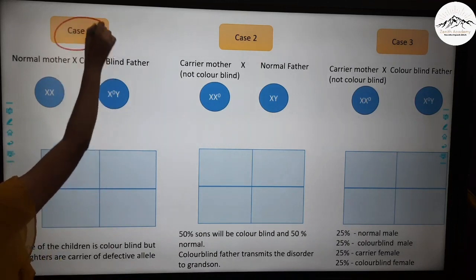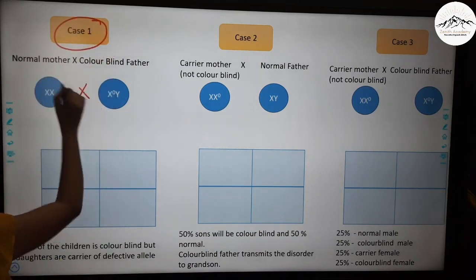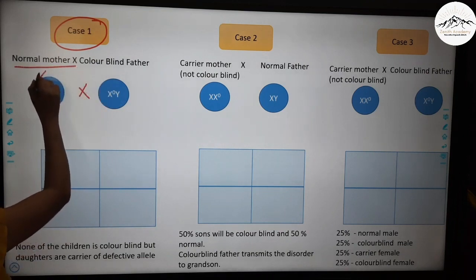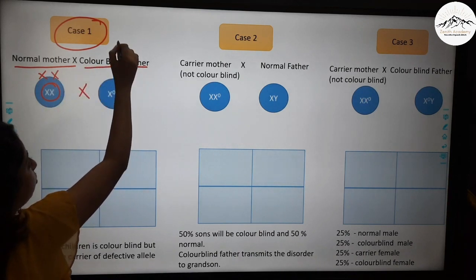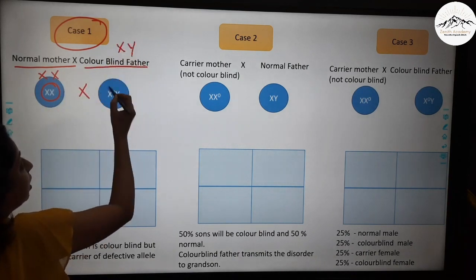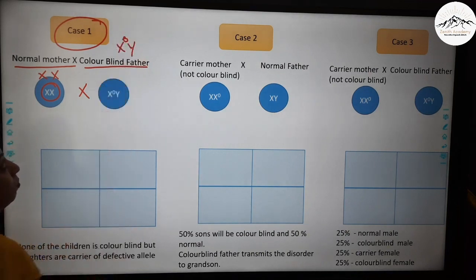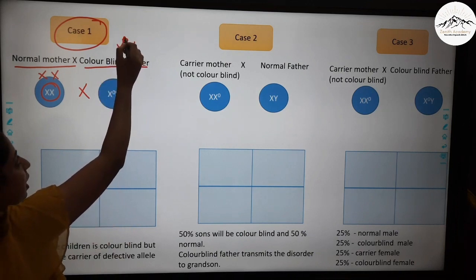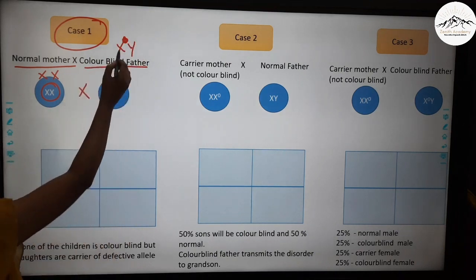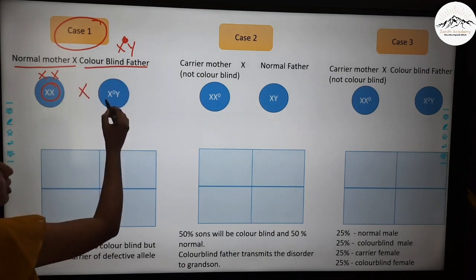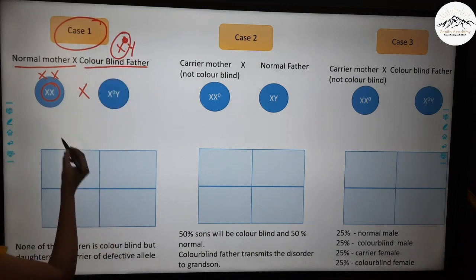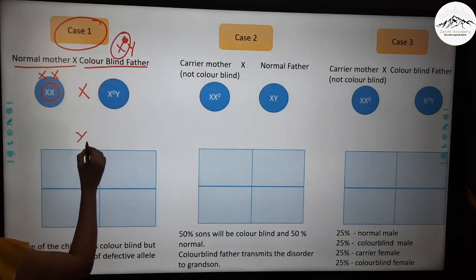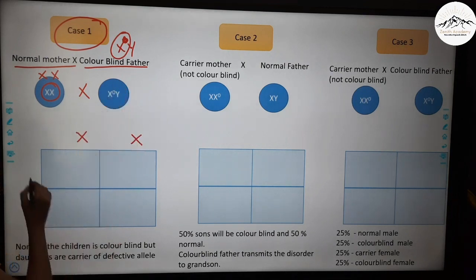Now see case 1. In case 1, there is a breeding between a normal mother. You know, in a female there are X and X. Okay, so a normal mother is there and a color blind father is there. You know that in the father X and Y chromosomes are there. Now on the X chromosome, we have put a sign like this indicating that this is the carrier. Okay, so the color blind father is colorblind due to this X chromosome. Now from a normal mother we are taking X and X gametes, and from a color blind father we are taking X naught and Y.